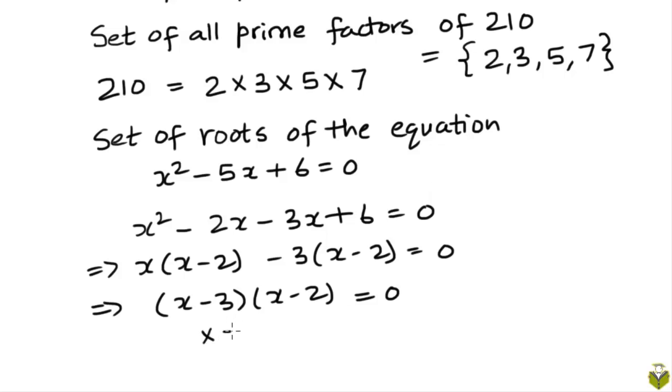So x is either 3 or 2. So the roots of the equation x squared minus 5x plus 6 equal to 0 are 2 and 3. And so if you form a set of those roots, it would have the two numbers 2 and 3. So these are all examples of sets where the objects making up the set are mathematical objects in nature. They are either numbers or geometrical entities like triangles, circles and so on.